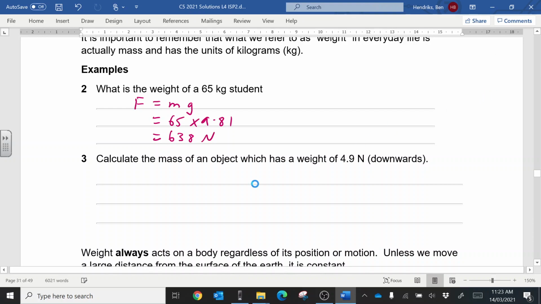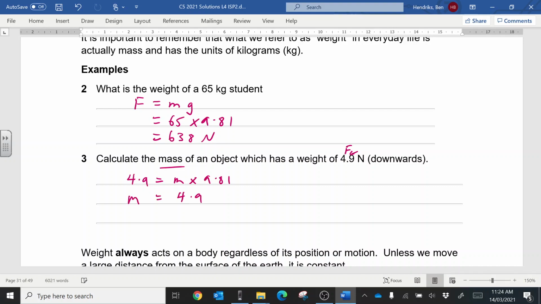Calculate the mass of an object which has a weight of 4.9 newtons downwards. So this time we know our Fg, and we want to calculate the mass. The gravitational acceleration, we're still on Earth. So we've got 4.9 equals mass times 9.81. So m is equal to 4.9 divided by 9.81, and that's going to be roughly 0.5 kilograms. So these formulas always give mass out in kilograms.